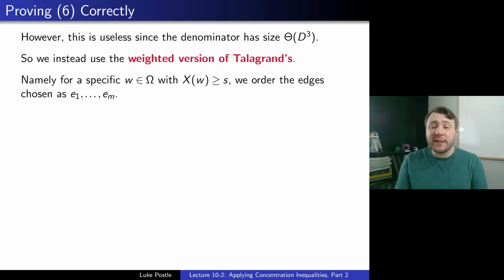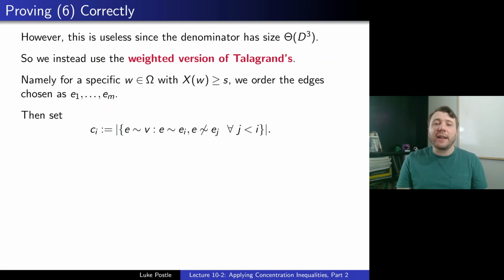Well, for a specific w in omega, so in our space, a specific outcome where X of w is at least s, so there are at least s covered edges, we want to verify this. I'm going to order the edges that have been covered up as E1 up to EM. Then we order all possible edges in the space, and we want to attribute to each edge in the possible space what it is responsible for. So here's how you do that.